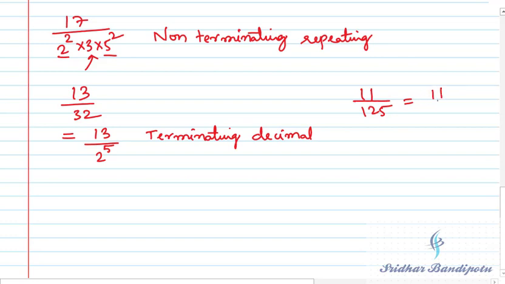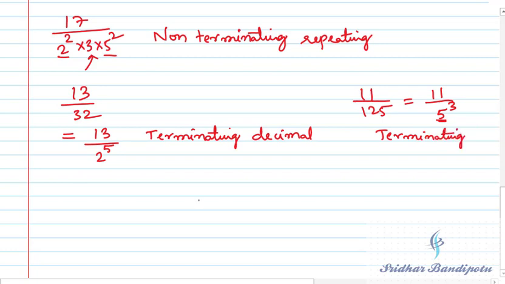Now if it is 11 by 125, then how can we say whether it is a terminating decimal or non-terminating repeating decimal? 11 by 125. So 125 prime factorization, how can we write? It is 5 cube, right? 11 by 5 cube. Now the denominator is only in the form of 5 to the power of n, then also what I said, terminating decimal only. So this one is also an example for what? Terminating decimal.